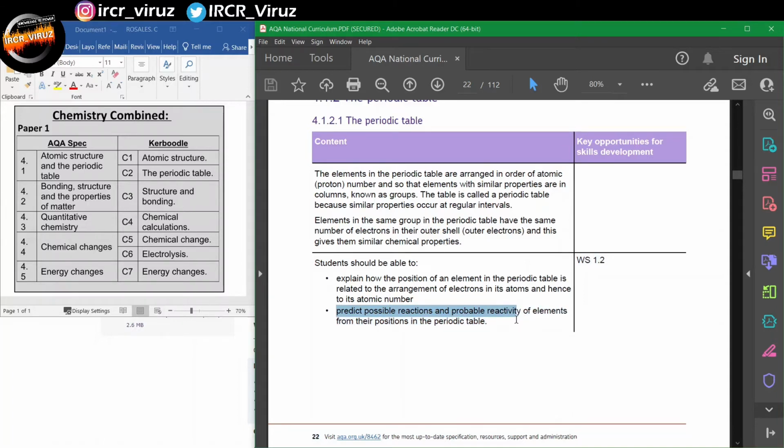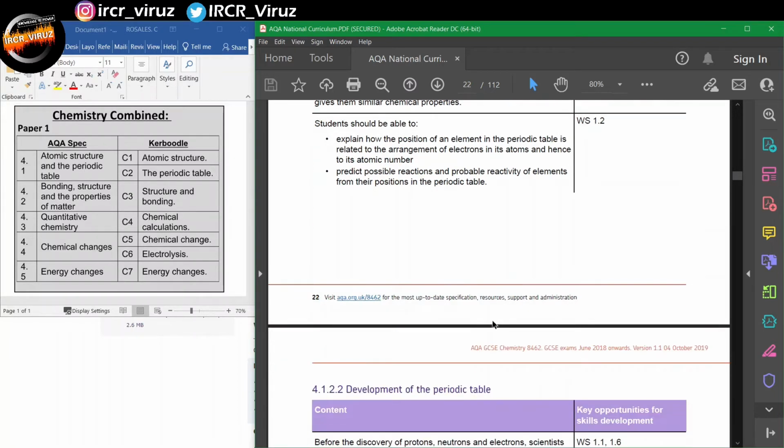So this is what we're talking about: in group 1, as you go down the group, the elements become more reactive. We said that because the outermost electron is further away from the nucleus, which is positive, and because of the number of electron shells in between, as you go down the group it gets further away from the nucleus, so it's very easy to lose those electrons. Okay, and that's what happens in group 1, the alkali metals.